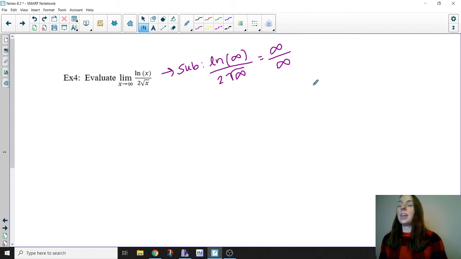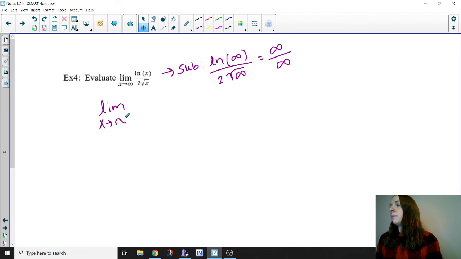So here again is an example of an indeterminate form infinity over infinity where we can use L'Hopital's rule. So again, what we're going to do is keep the limit, take the derivative of the numerator, that's 1 over x, take the derivative of the denominator. Keep in mind, 2 root x is the same as 2x to the 1/2 power. So the 1/2 comes down and multiplies with 2, making a coefficient of 1. Take 1 away from your power, making it a negative 1/2 power.